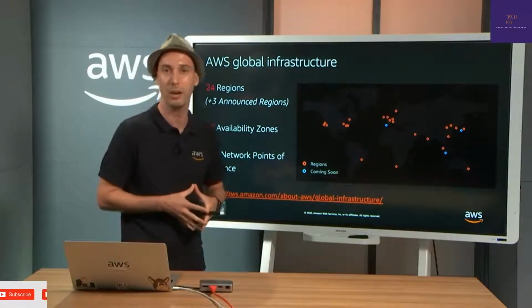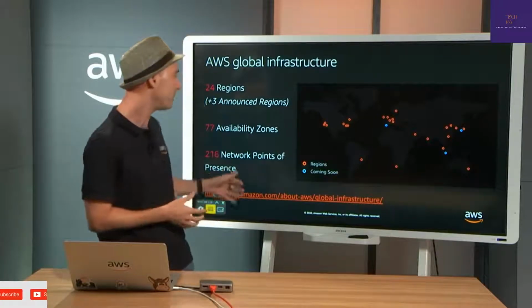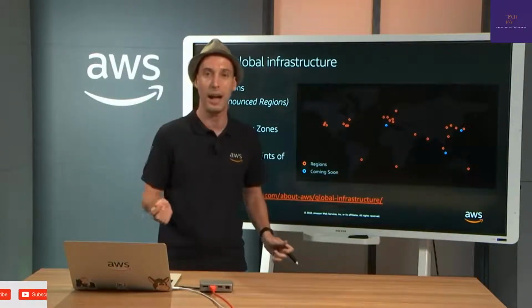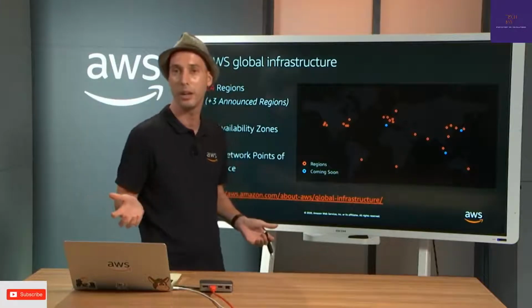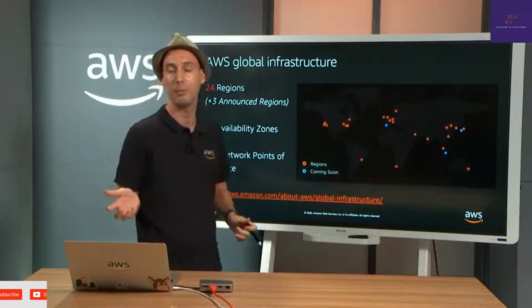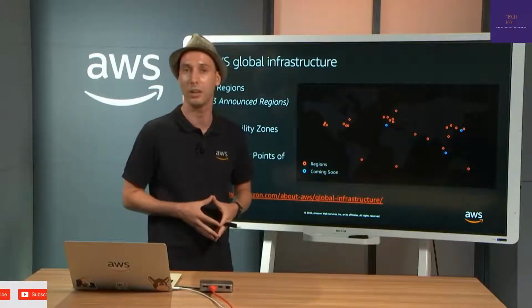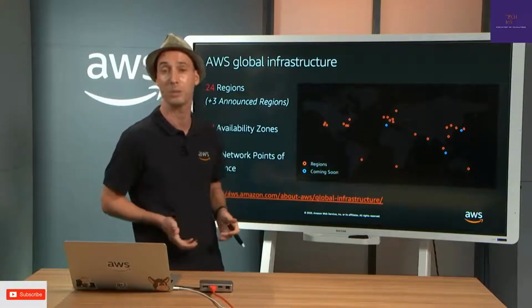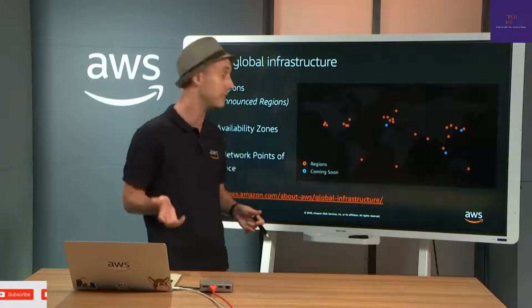And then we have something called points of presence. Our network points of presence, or POPs, are how we have a content delivery network, even broader reach around the globe, letting you put content closer to where your customers are geographically so they can have the best possible customer experience when they're accessing your services.